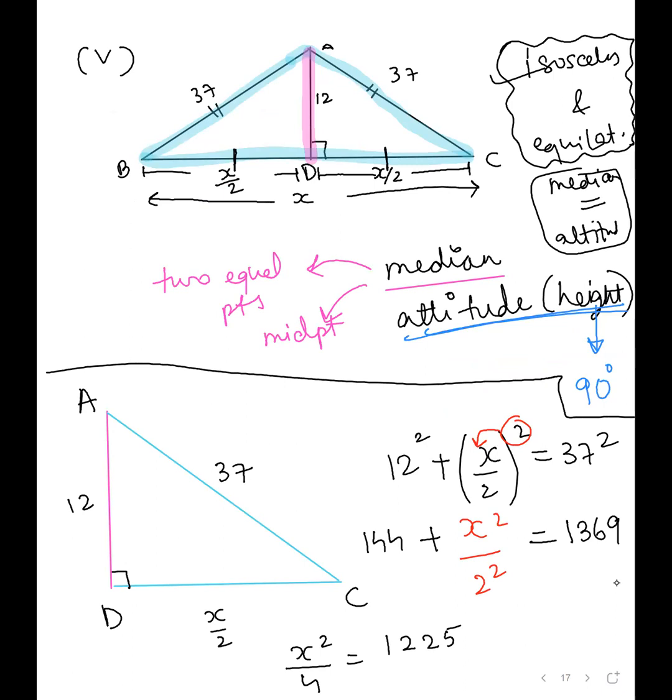Can you explain again how it became x divided by 2? Okay. See, Hiba, this whole distance is how much? X. Okay. This is a median. AD, actually it is an altitude. It's given in the question, it's an altitude.